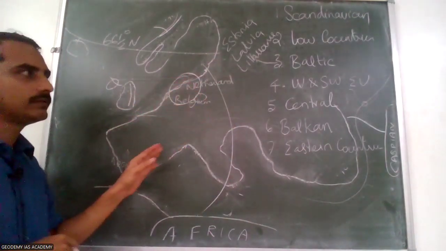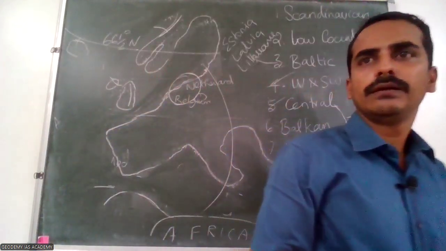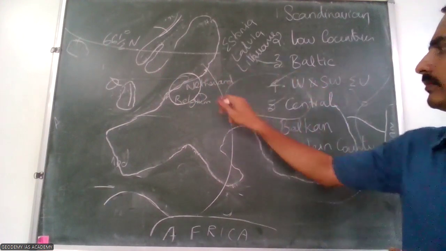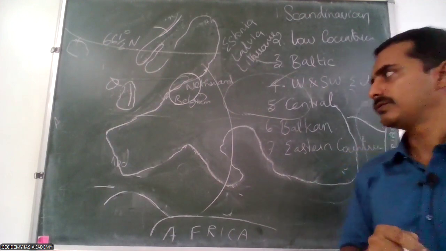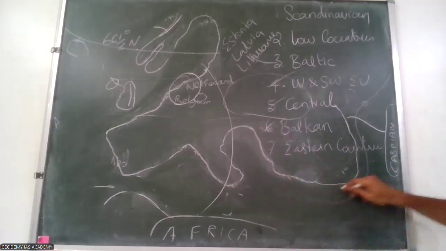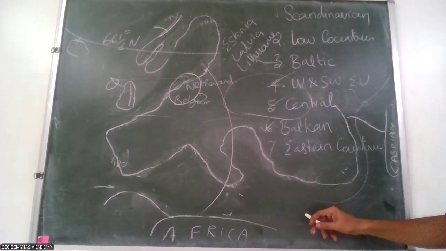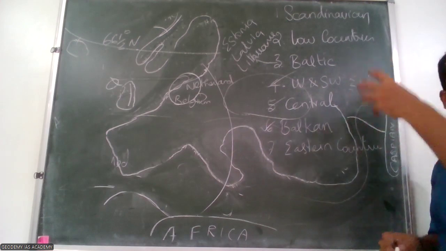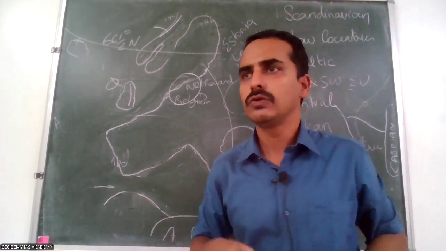In the central part, remember Switzerland, Hungary, and Austria. Then the Balkan Peninsula. This region is surrounded by the Adriatic Sea, Ionian Sea, Aegean Sea, and Black Sea.